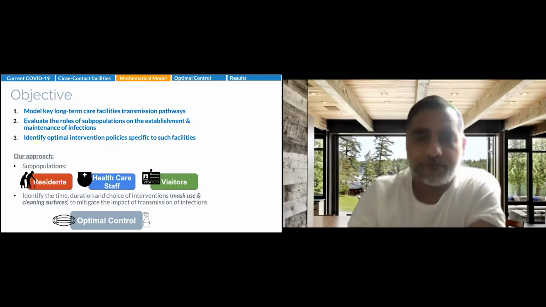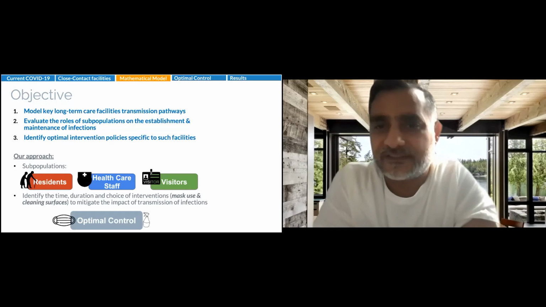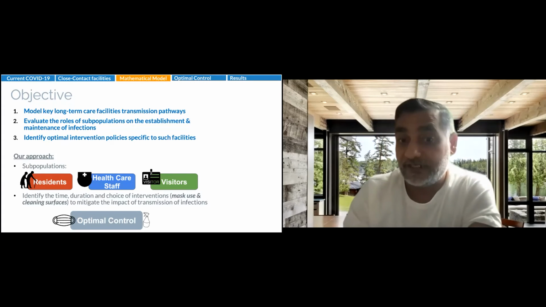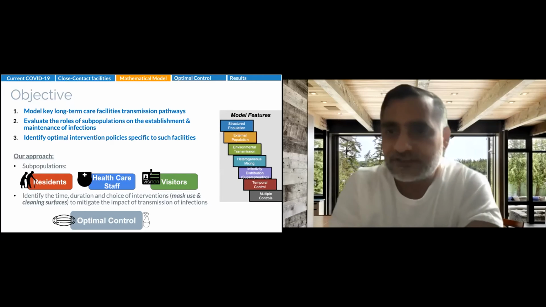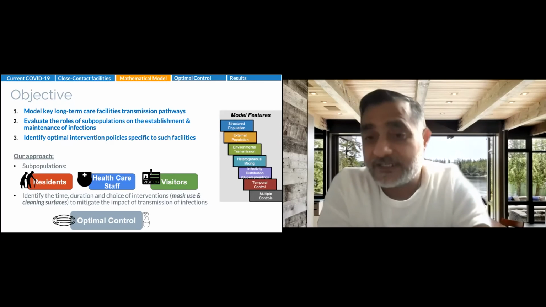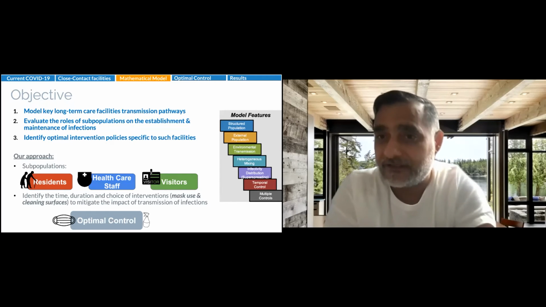Our approach was that the key subpopulations are residents, healthcare professionals, and visitors. As a first step, we took into account only two interventions, which were masks and cleaning services, which were critical for COVID-19 specifically. Our model structure was something like this. It has a structured population, so it has subpopulations. It even has an external population, like visitors who are going back and forth inside and outside, so they were kind of carriers for infections and a connection between inside and outside. And then we also take into account environmental transmission, which has been key in COVID-19.